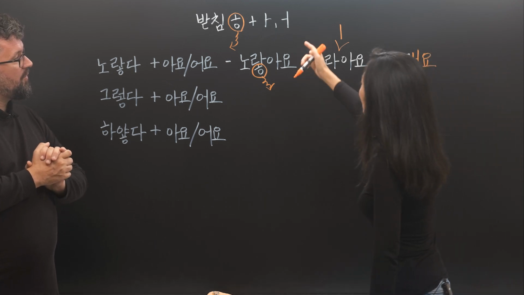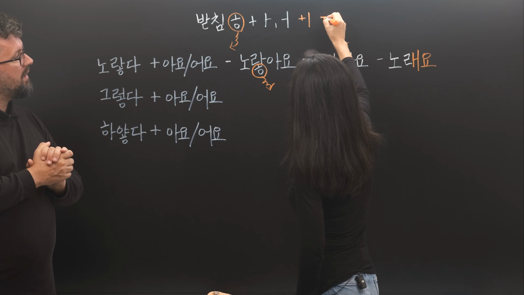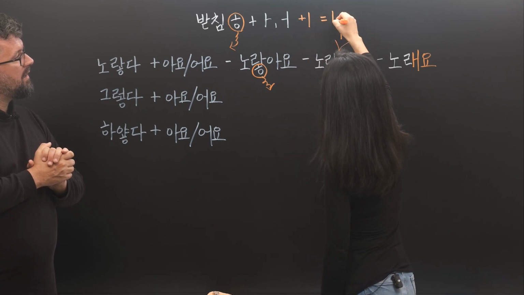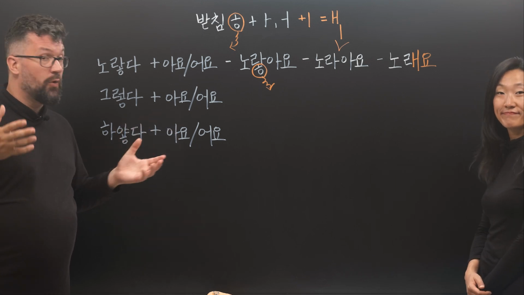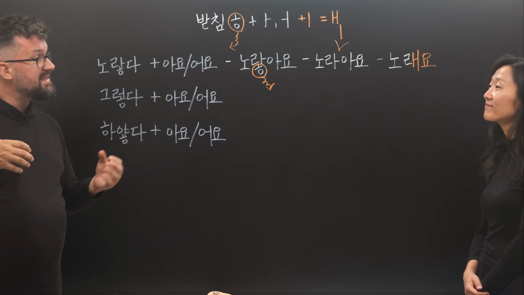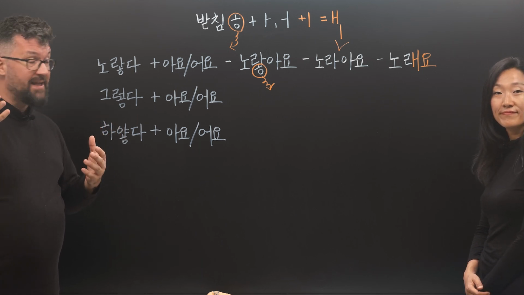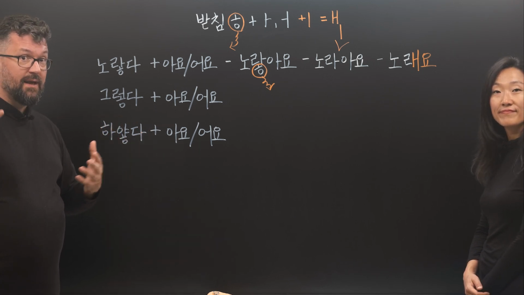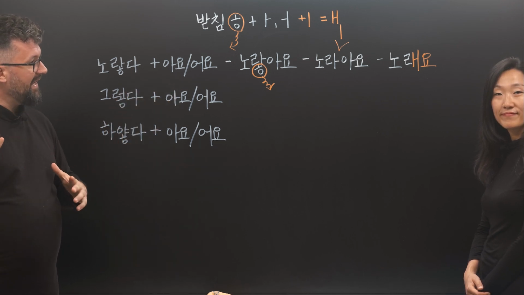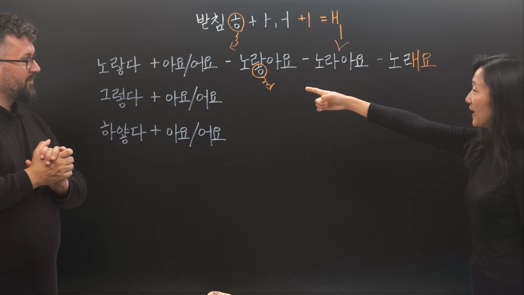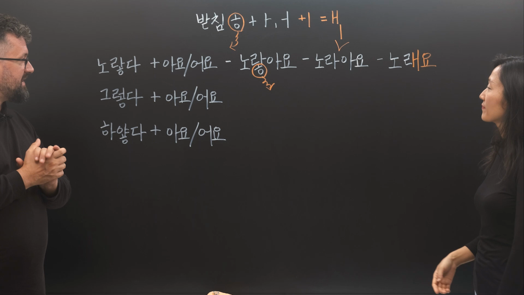So ㅏ or ㅓ meets ㅣ, then it becomes ㅐ. So it becomes ㅐ every time because the rule only applies if ㅎ meets ㅏ or ㅓ. ㅎ gets kind of replaced by ㅣ. That means if the rule applies, ㅏ or ㅓ meets ㅣ and becomes ㅐ. So 노랗다, 노래요. How about the other 2 examples?